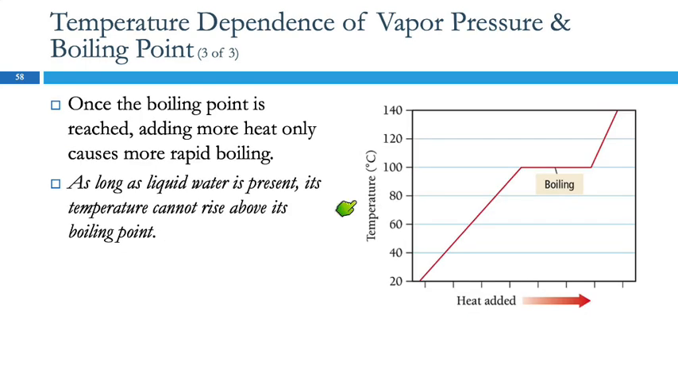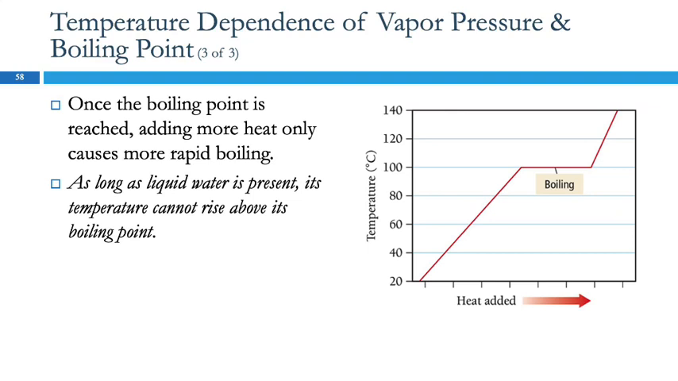So if we look at the temperature of water as we add heat to it, let's say we started around room temperature at 20 degrees, and as we add heat to it, the water's going to heat up, right? It's going to heat up until it gets to the boiling point. Once it starts boiling, the temperature doesn't change. If you add more heat, it only causes more rapid boiling. The temperature does not go up. Doesn't matter how much heat you put in there. So a pot of boiling water, 100 degrees Celsius. You don't even need a thermometer.